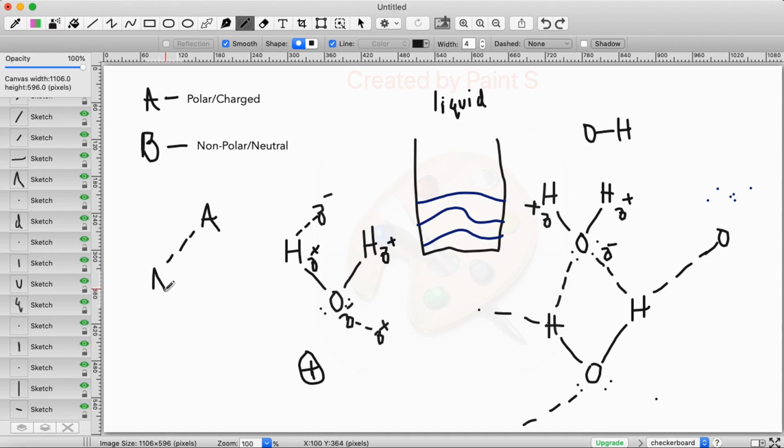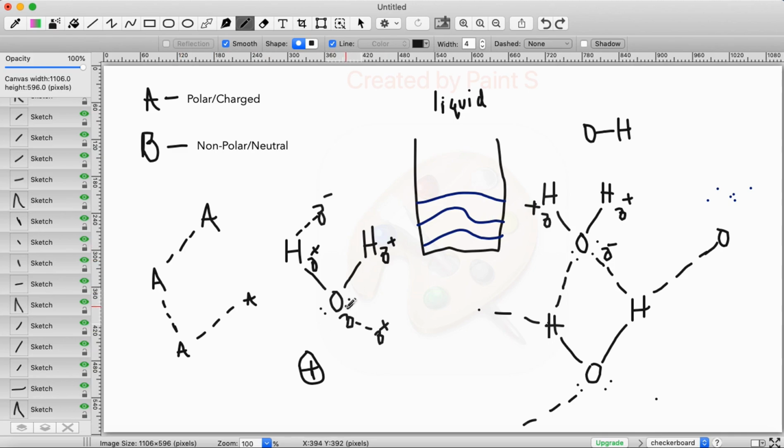Now this isn't necessarily a science thing. This is just to simplify, so I don't have to draw this structure every time. I'm just going to use this to show how things work very easily. So you see this interaction, right? So polar likes to interact with polar for this reason.